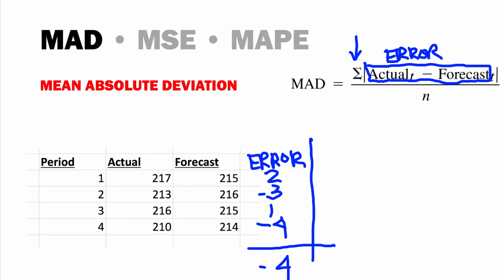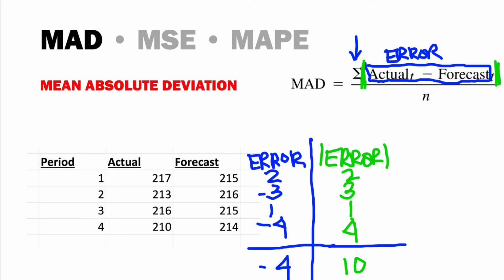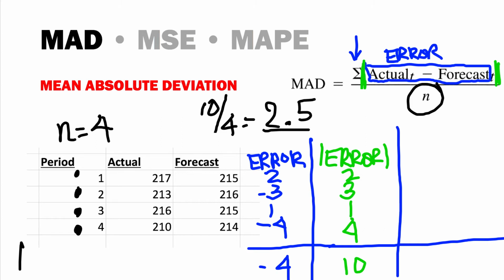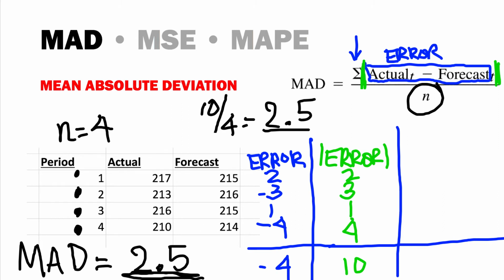Then, the formula tells us we need to get the absolute value for each error. Once again, we sum up the values. And then finally, we see that we divide this value by n, which in this case, n equals 4. So 10 divided by 4 equals 2.5. This means that across all your data points, your forecast was off on average by around 2.5 units.